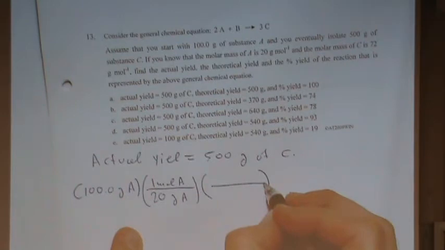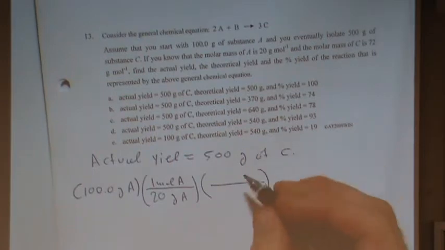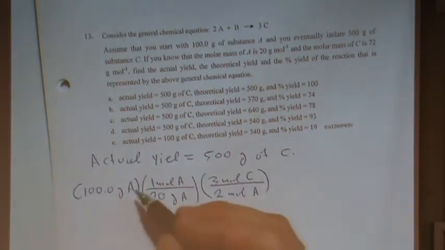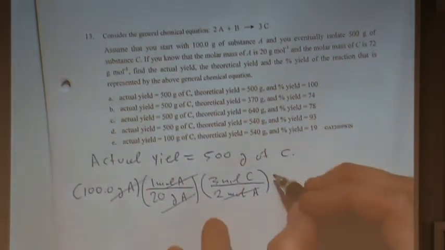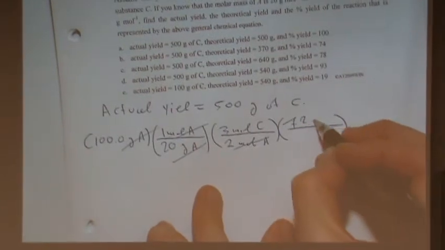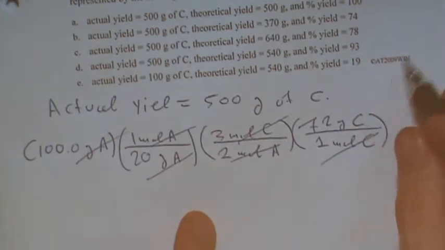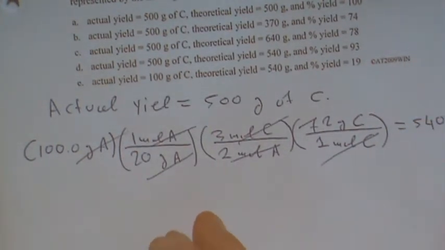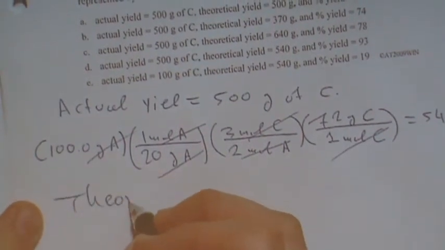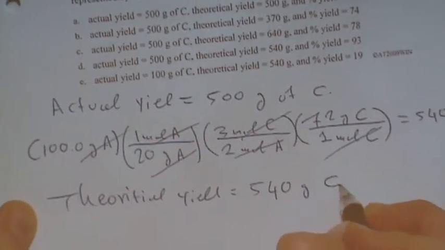Then through the equation, we're going to find out how many moles of C you get from so many moles of A. The ratio is 3 moles of C per 2 moles of A. Then from moles of C we want grams, so we use the molar mass of C, which the problem is giving us, 72 grams of C per mole of C. Mole C goes away, and we find that it's 540 grams of C. Therefore, the theoretical yield is 540 grams of C.